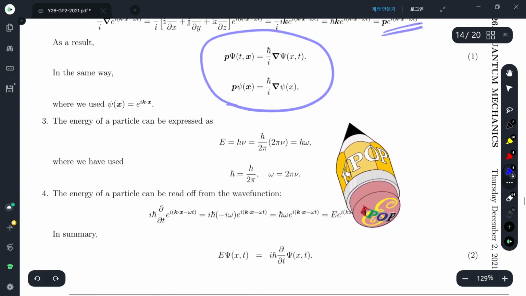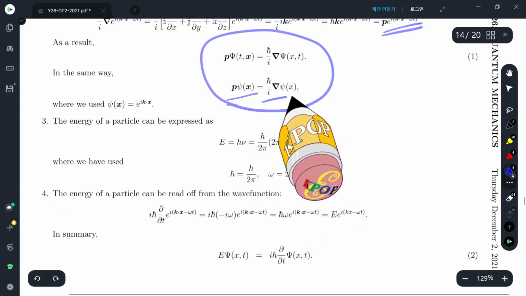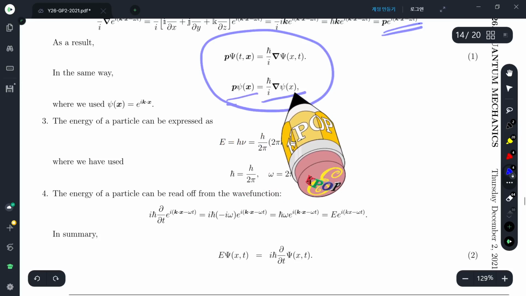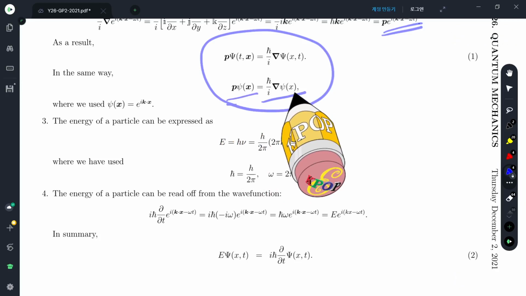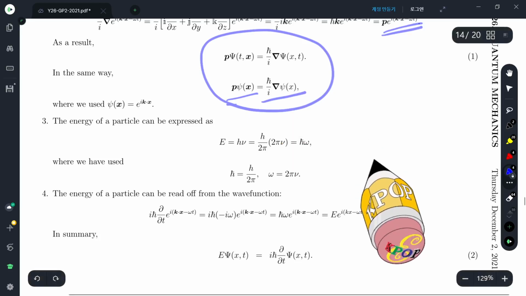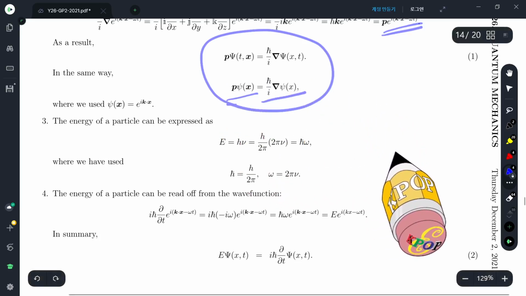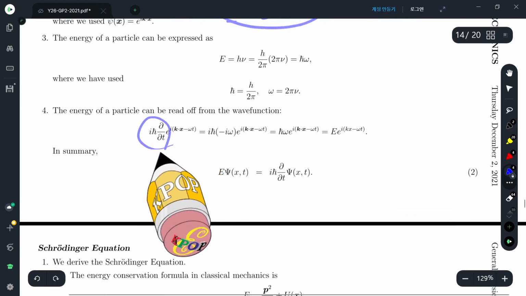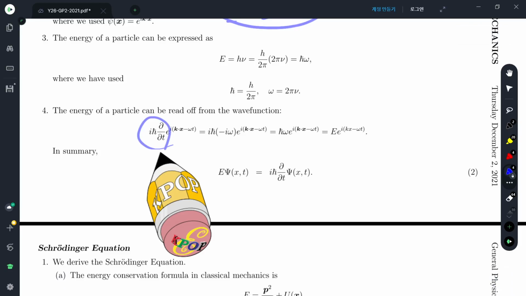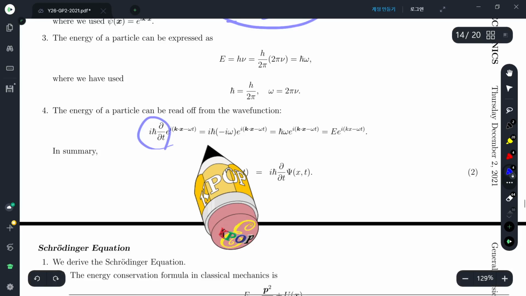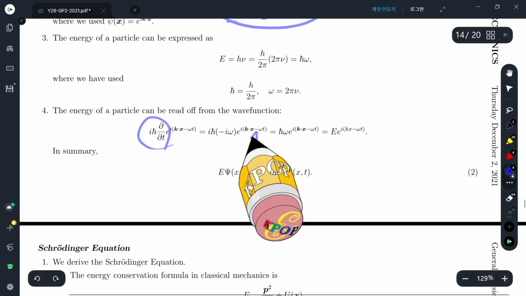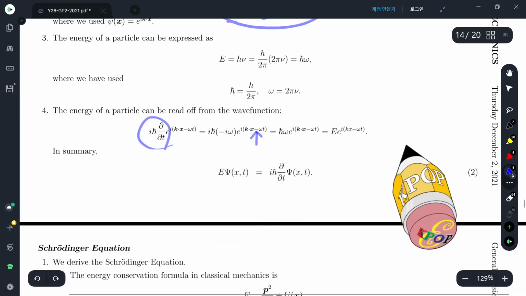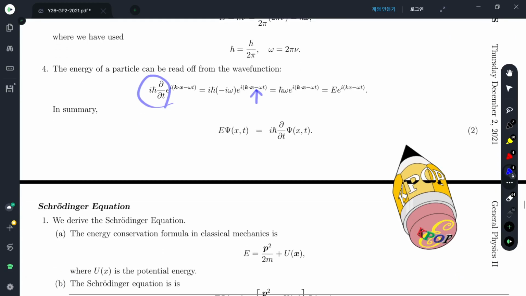When they are separated, this operator acts on the spatial part only, and the time-dependent part is transparent to this operator. The energy operator can be expressed as the partial time derivative multiplied by i h bar. The sign difference is due to the sign difference in the exponent.